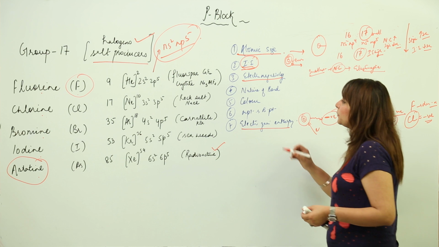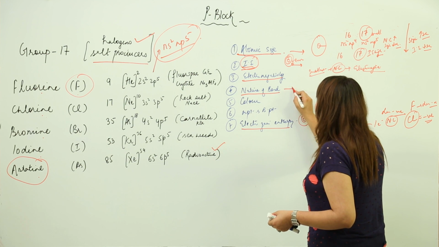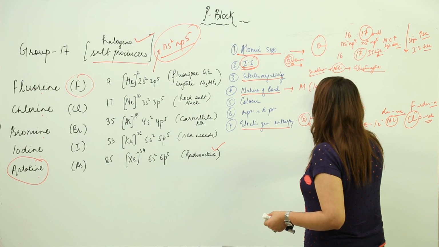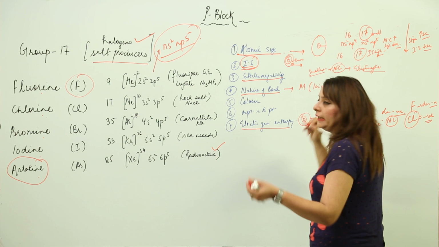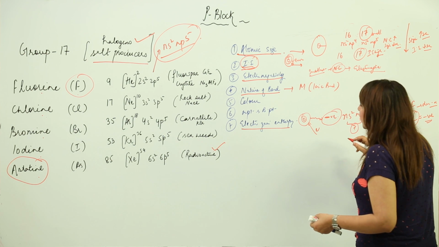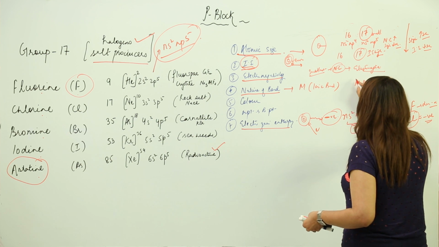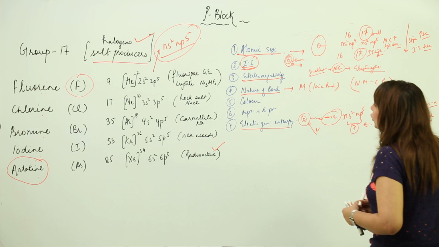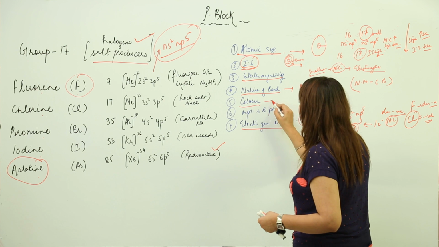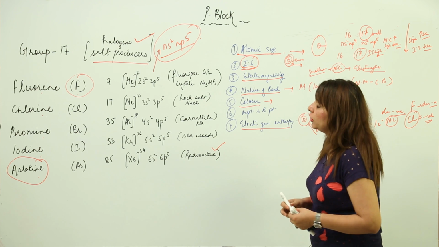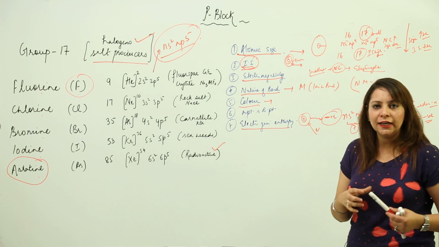Next we have the nature of bond. With metals, when they combine, they form an ionic bond because they need an electron, but if they combine with non-metals, they are linked by a covalent bond. Now talking about the color, they are actually colored. Like if we talk about fluorine, chlorine, bromine, iodine, they are actually colored.